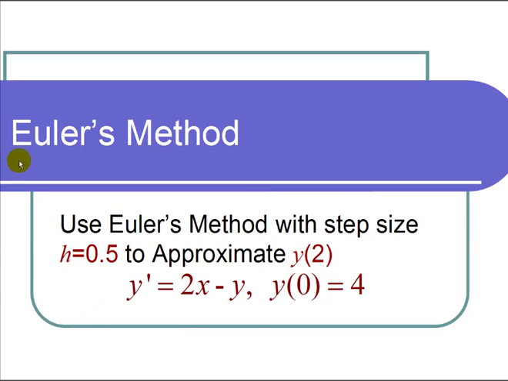This is a video on using Euler's method to find an approximate solution to a differential equation. The question states, use Euler's method with step size h equals 0.5 to approximate y of 2 when y prime is equal to 2x minus y and y of 0 equals 4.